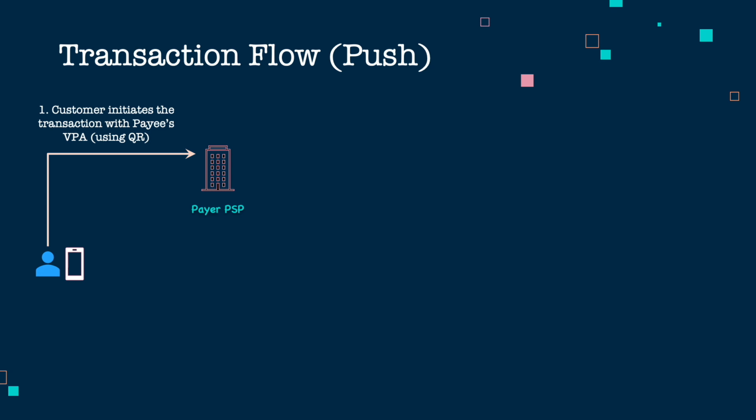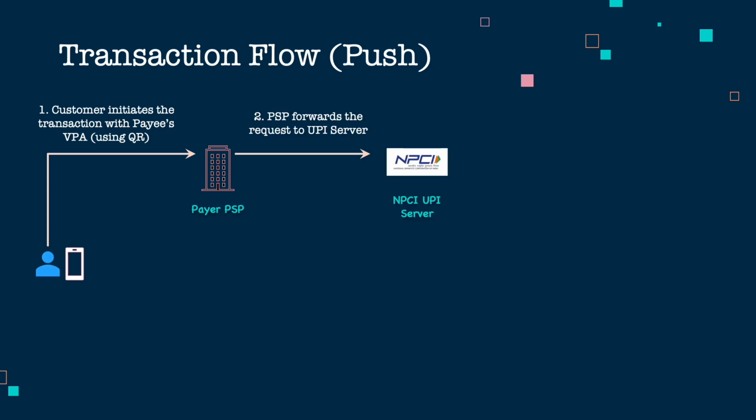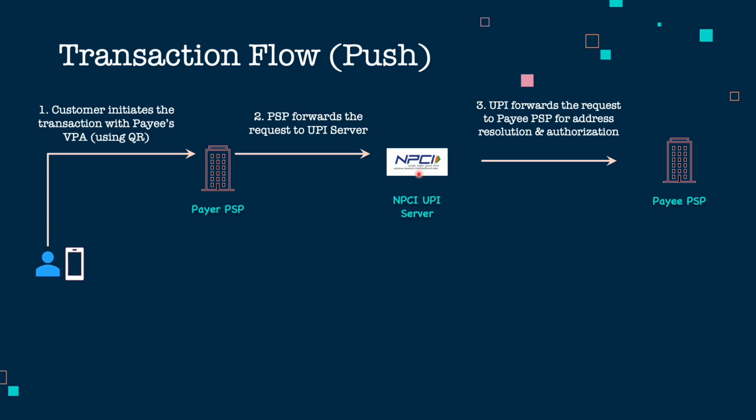So once the payer PSP receives that particular request, it is forwarded to NPCI. What NPCI does is it forwards the transaction to the payee PSP. Why should it forward? Because what we have now is only the VPA. We need the account number and the IFSC code associated with that particular VPA. So the payee PSP provides it back to the UPI.